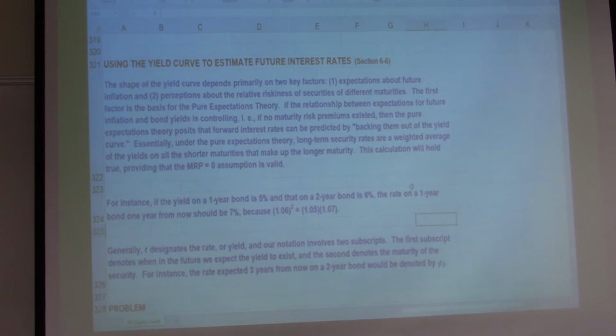How can we do that? For example, you want to know what the interest rate is a year from now. Like you have some money and you want to invest a year from now. How much interest can you get? How can you make predictions?